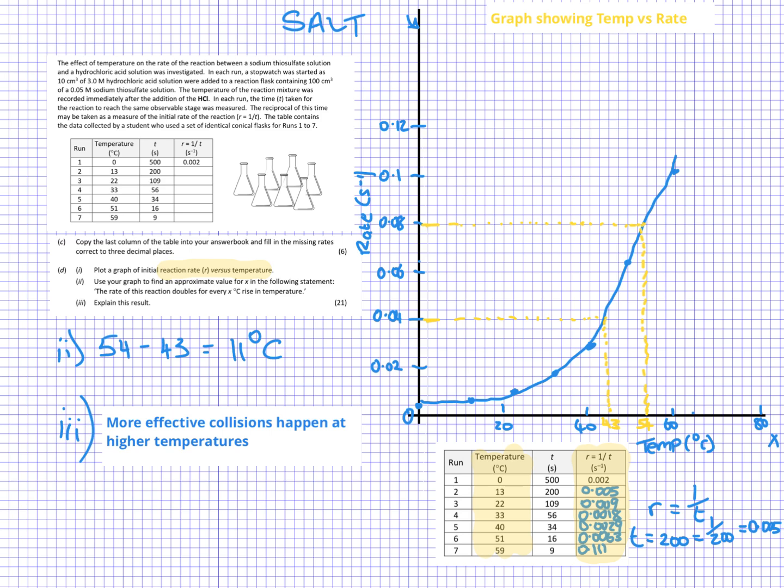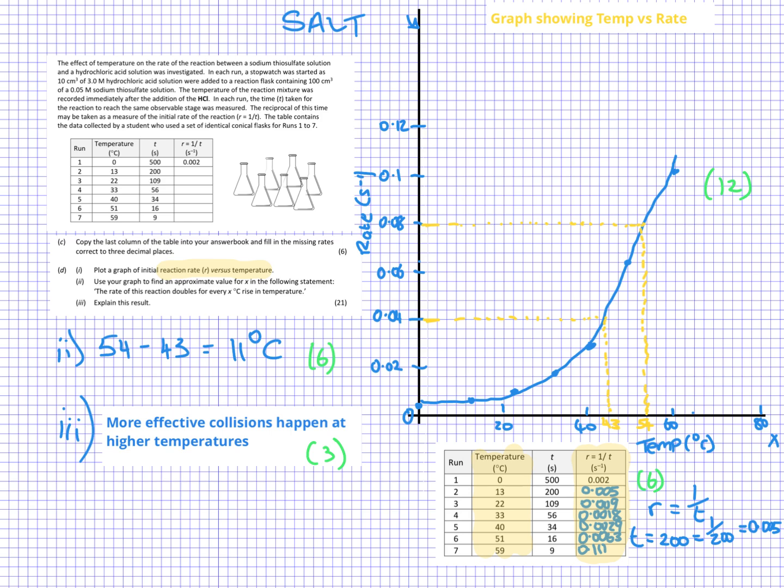Now, if we are to assign marks for these parts of the questions, what we can see is that C is worth 6 marks, so that's very simple. You get 6 or not for filling in the values correctly. Part D is 21 marks. So if we work from the bottom, your explanation for D part 3 is worth 3 marks. Using your graph to find the approximate value of x is worth 6, so that's 9 marks used. So that means that your graph is worth 12.